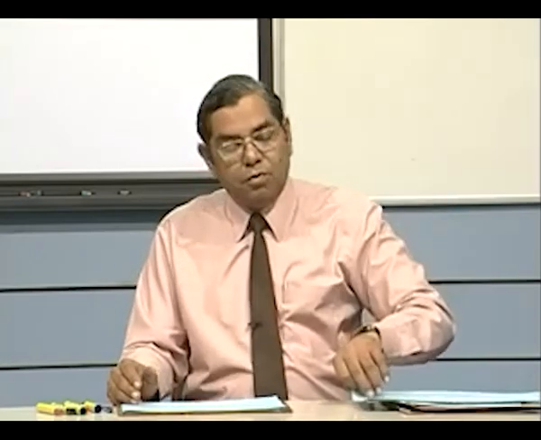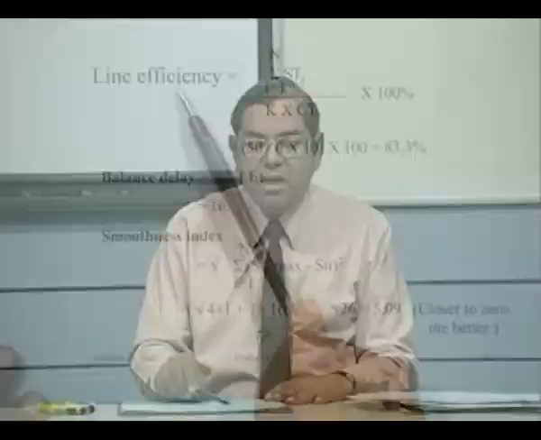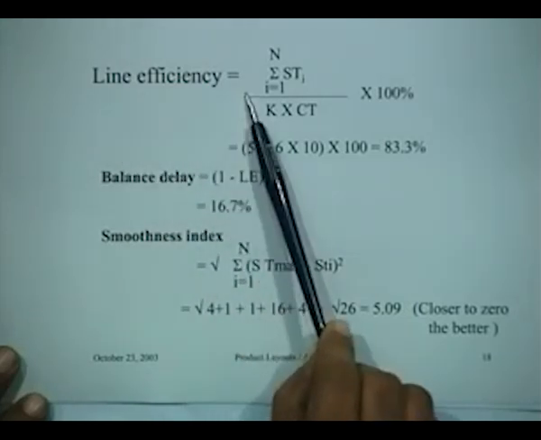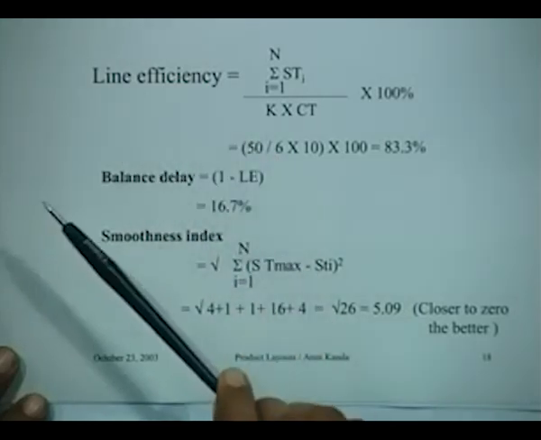Or you can look for a superior machine, which instead of taking 7 minutes will take lesser time, whatever is your requirement. So for this particular example that we just worked out, we can calculate something called the line efficiency. What is the efficiency of this line?